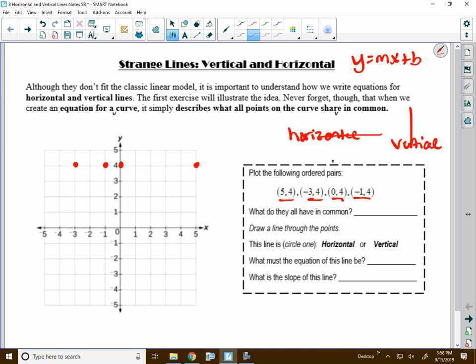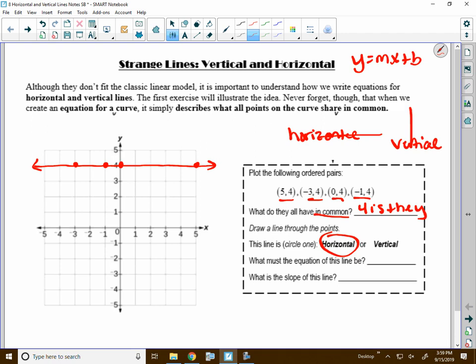Hopefully you're noticing that they have something in common. So what do they have in common? Well, if we look at the y value in that coordinate point, where it crosses the y coordinate, they all have a y coordinate of 4. So think about drawing a line through those points. At this time, draw a line through those 4 points. And ask yourself, is this a horizontal or a vertical line? Well, it's definitely horizontal. It's going from left to right.